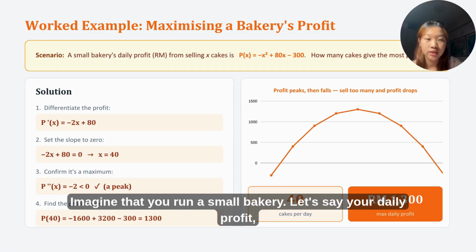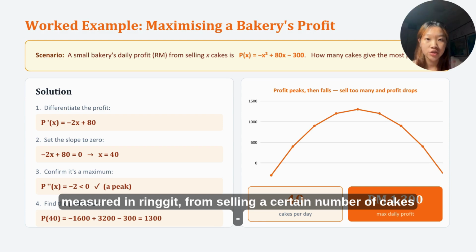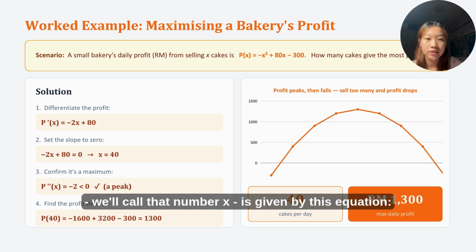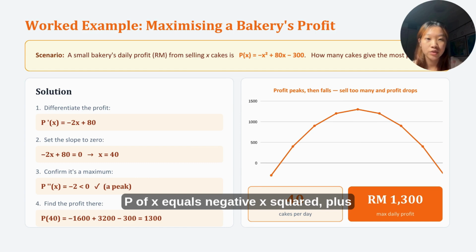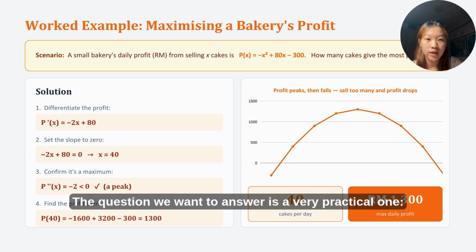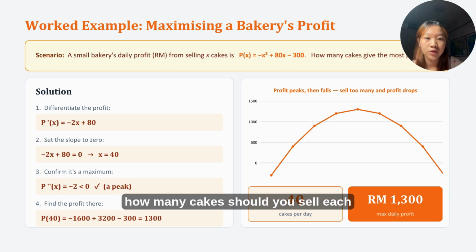Imagine that you run a small bakery. Let's say your daily profit, measured in regions, from selling a certain number of cakes, we'll call that number x, is given by this equation. P of x equals negative x squared plus 18x minus 300. The question we want to answer is a very practical one. How many cakes should you sell each day to make the most profit possible? Let's follow our 4 steps.